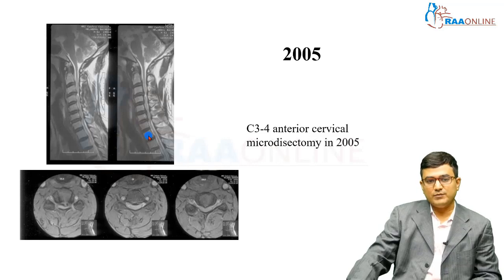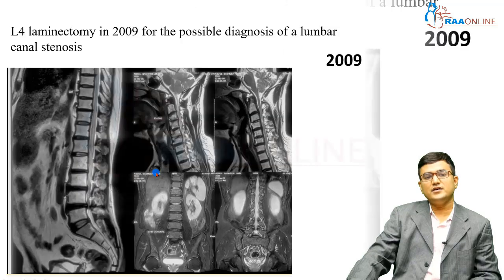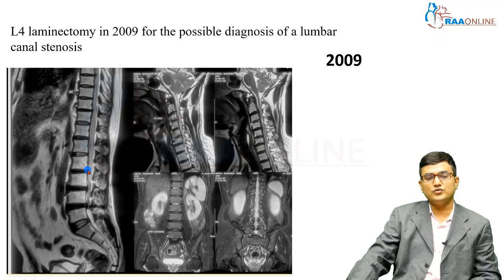If we look at the imaging done in 2005 in this gentleman, we find a C3-4 disc causing cord compression and narrowing of the spinal canal. We see also some small T2 hyperintensity changes there. On the axials, at the C3-4 level there is a significant compression of the cord on the left side, and the cord is severely compressed. So he underwent a C3-4 anterior cervical microdiscectomy, and despite this surgery his symptoms continued to progress.